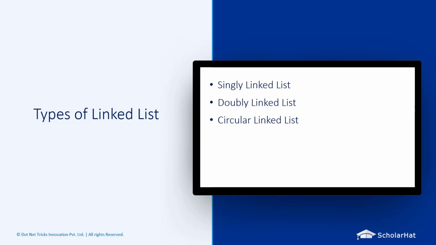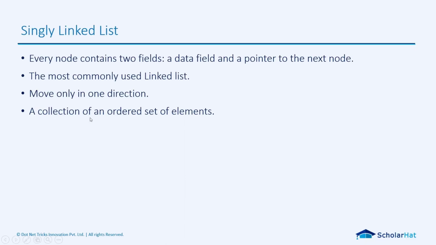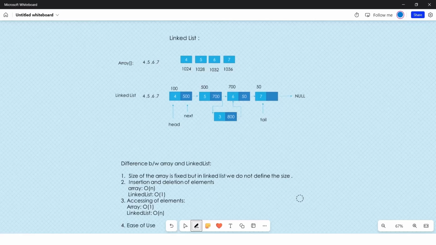Every node contains two fields, a data field and a pointer to the next node. The most commonly used linked list moves only in one direction, a collection of an ordered set of elements. So here you can see this is a singly linked list. One node is there. So now we jump to VS Code and we'll talk about linked lists in detail here.